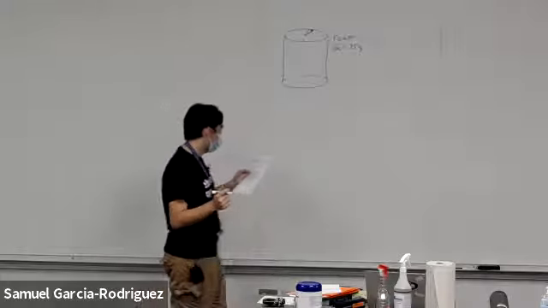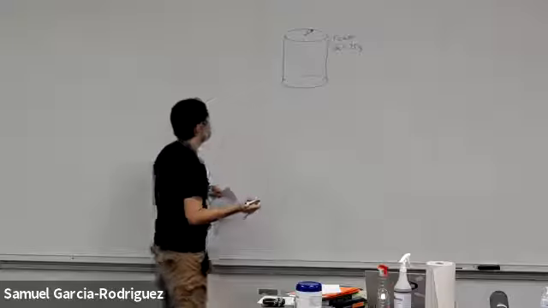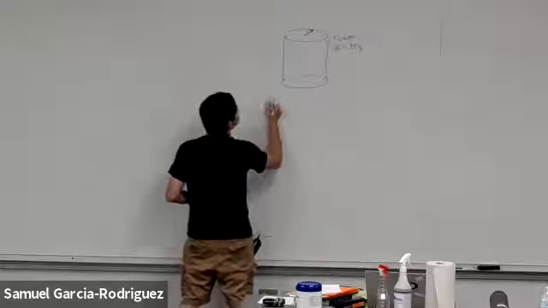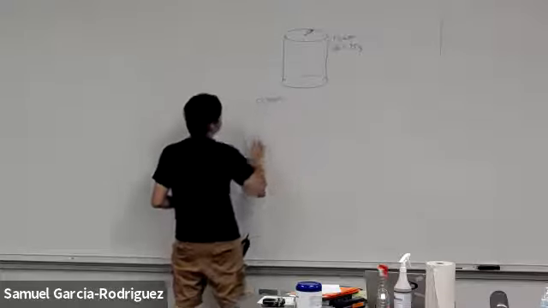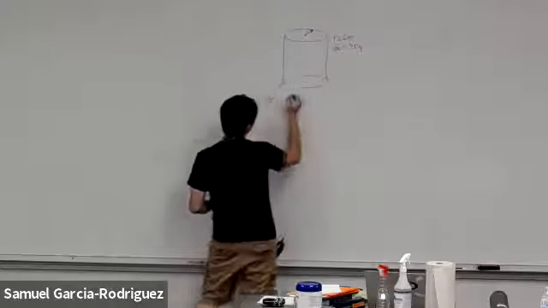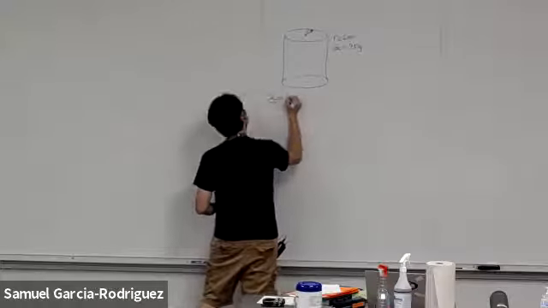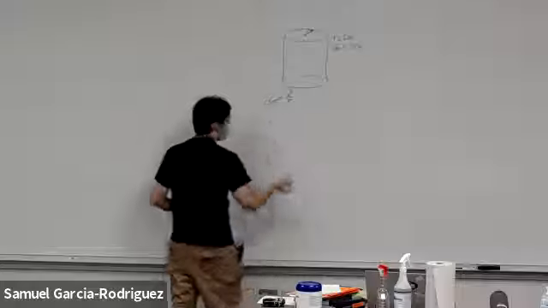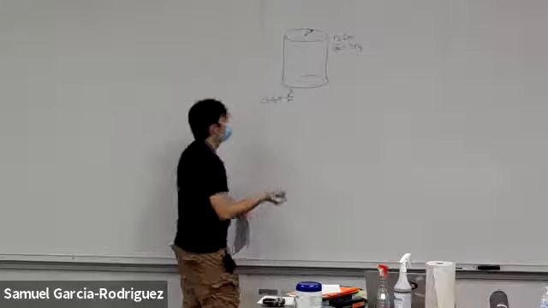How does one solve this question? Well, I know centripetal acceleration, from your book, it should say centripetal acceleration is v squared over r. Yeah, v squared over r.